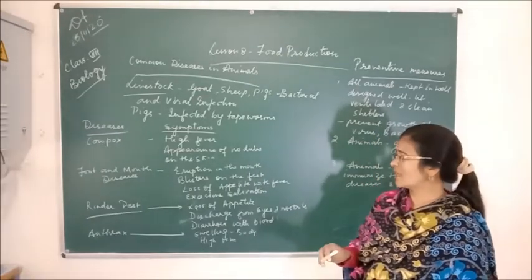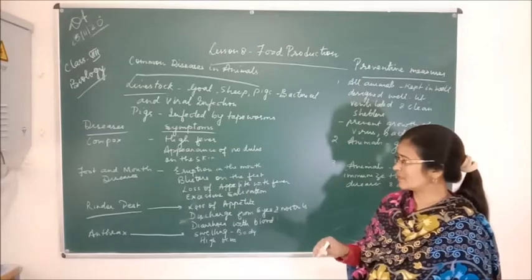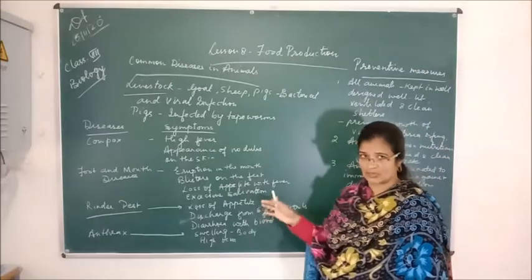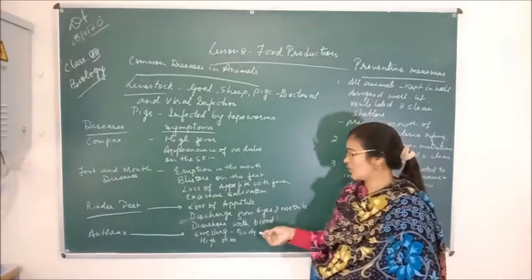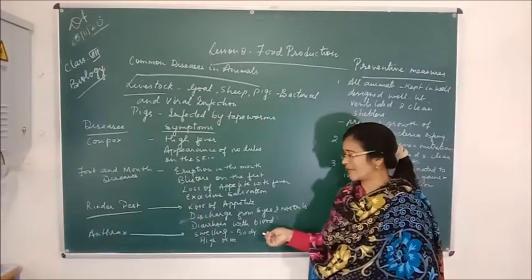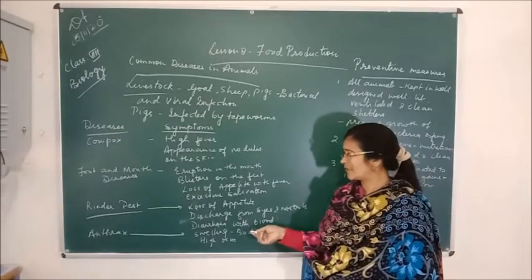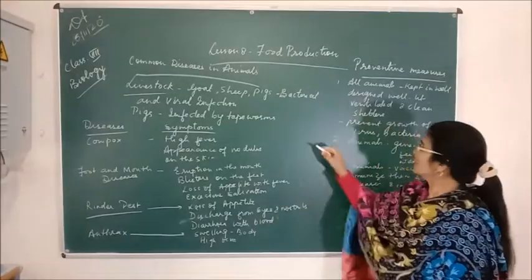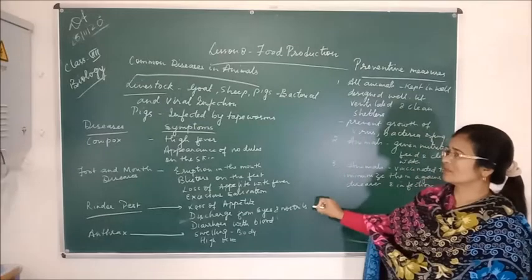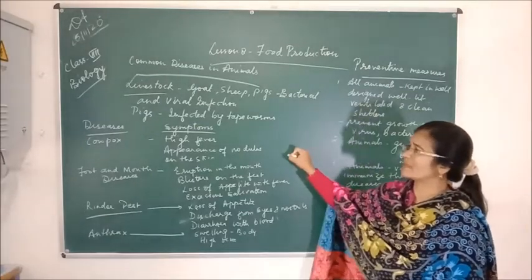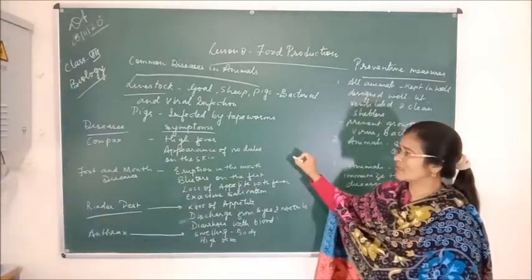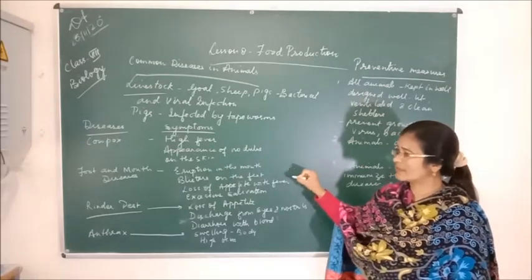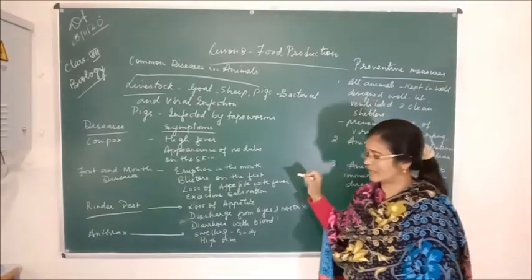Another disease is anthrax. It also occurs in cattle, and in anthrax we can see that swelling takes place all over the body, especially near the neck region, and they also suffer from high fever. So these are some of the symptoms of the diseases which occur in cattle. First one is cowpox, second is foot and mouth disease, third is rinderpest, and fourth is anthrax.